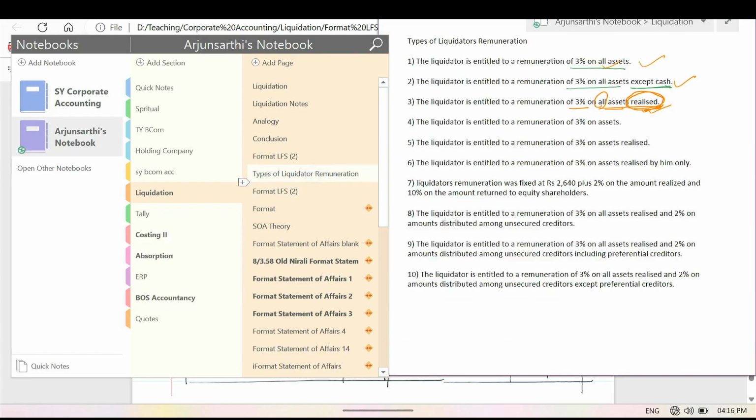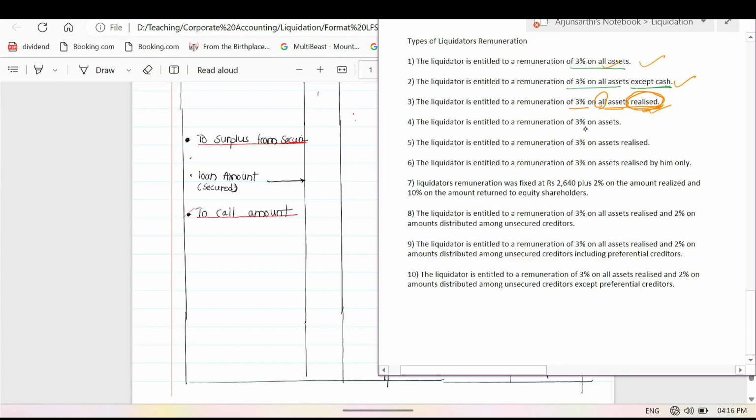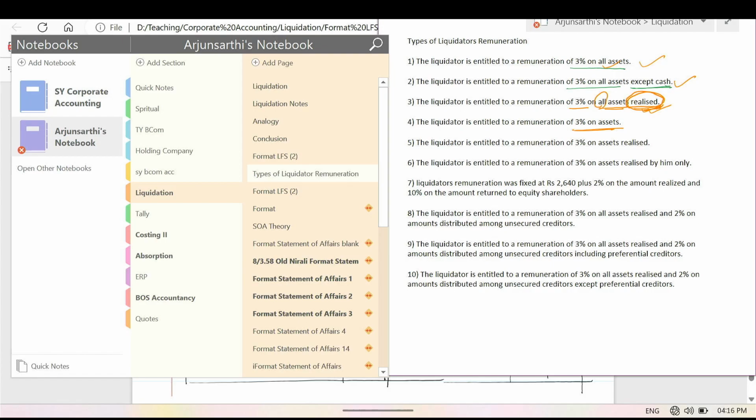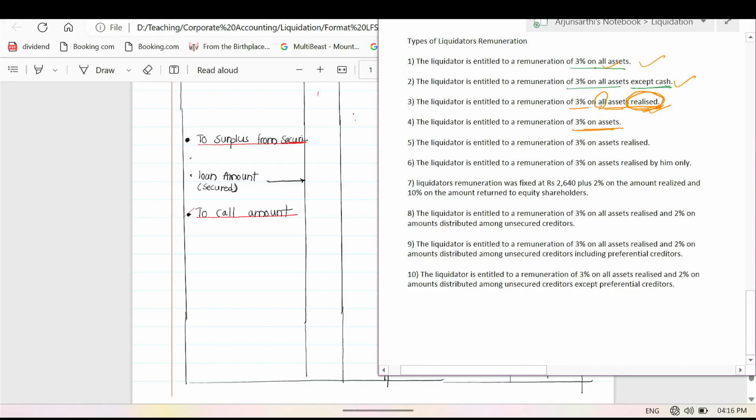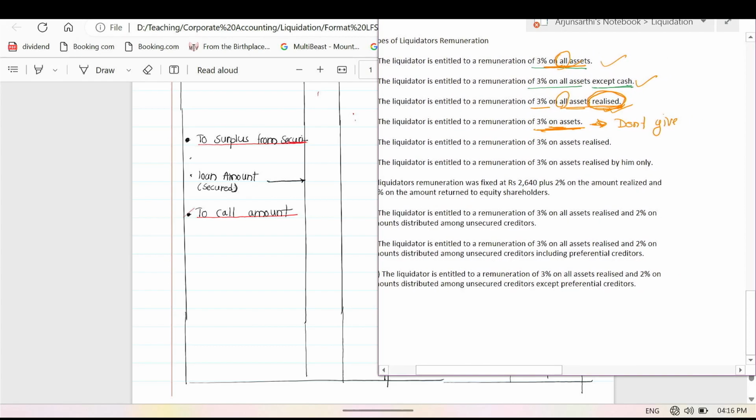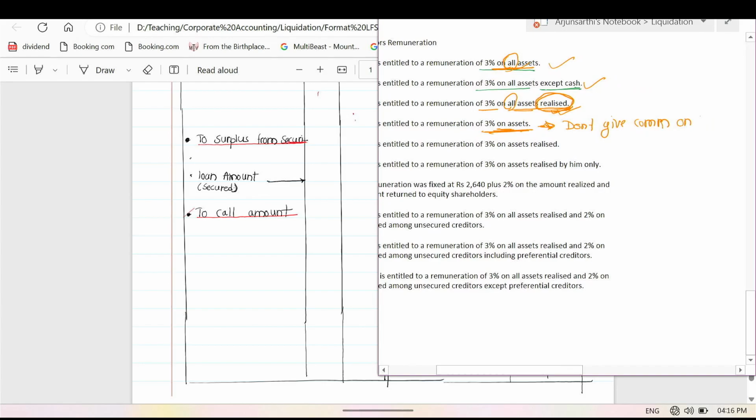Next type: entitled to remuneration of 3% on assets only, correct, on assets, whether realized or not, nothing has been mentioned. What is the difference between on all assets and on assets? Here it specifically said on all assets; here it just said on assets. Normally we do not give commission or remuneration on cash, we will say don't give it on cash.